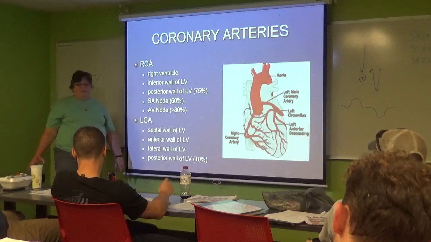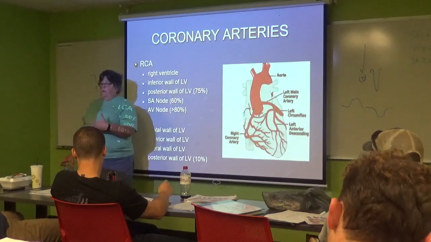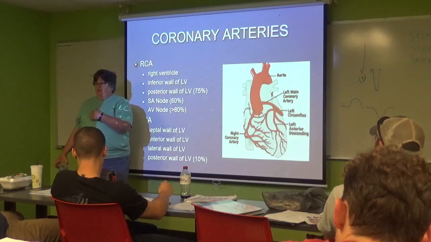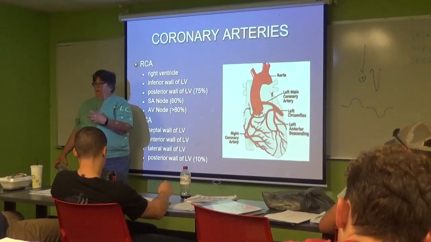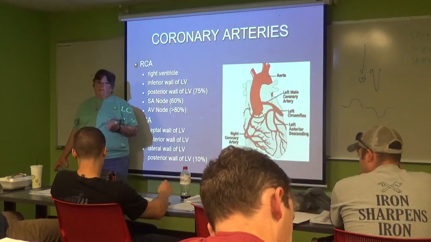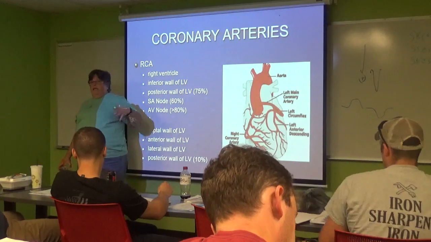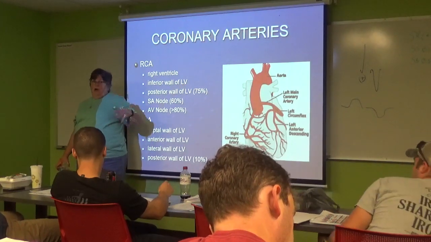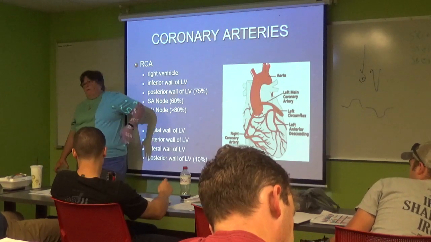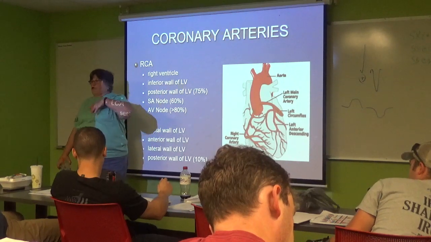So, posterior MIs are found on the anterior EKG looking at V1 and V2. If it's elevated in V1 and V2, it's a septal MI. If it's depressed, it's a posterior MI. Okay? A lot of times when leads 1 and aVL are elevated, that's usually a sign of a posterior MI because 1 and aVL belong to the circumflex.